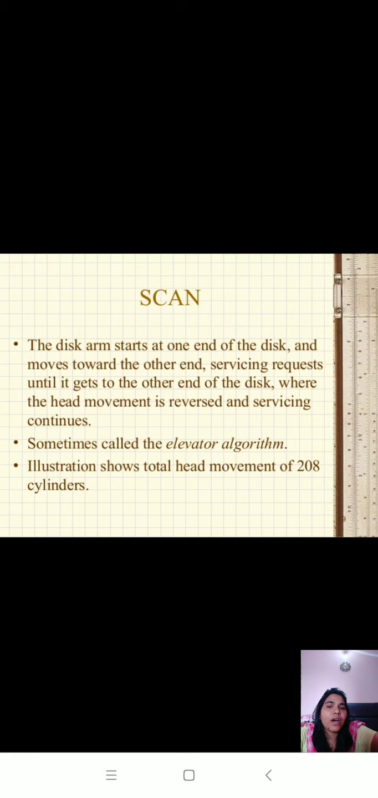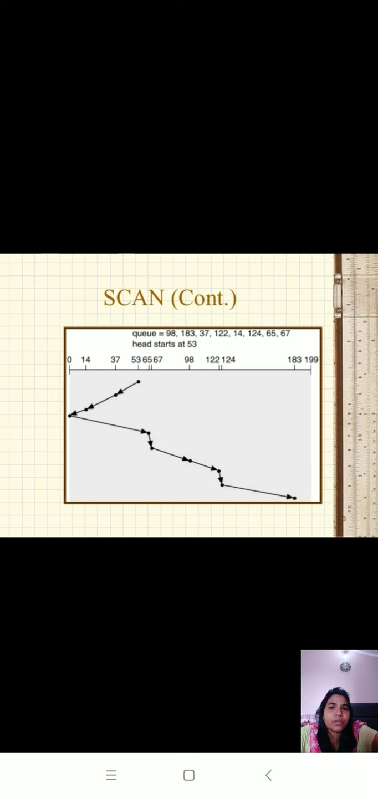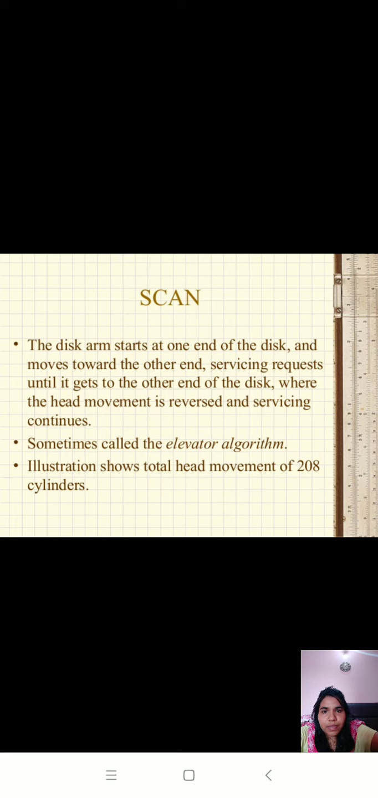I will show you why it is called the elevator algorithm. In the SCAN algorithm, we have to move in one direction first and cover all the values given in our problem, and then go to the other direction, because the disk arm starts at one end of the disk and moves towards the other end, servicing requests until it gets to the other end of the disk, where the head movement is reversed and servicing continues. Sometimes it is called the elevator algorithm.